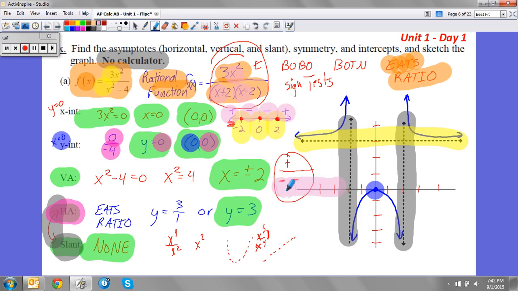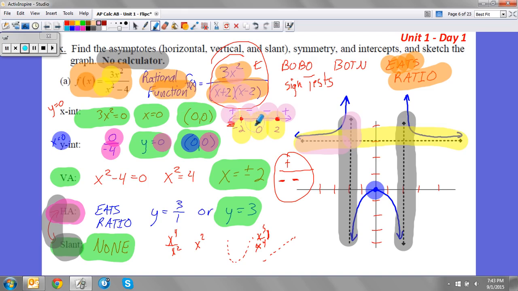So everything less than -2, it has to be positive. That's why the only place where it will both approach the VA and the HA is going to be in this top left-hand corner, if you will. Okay? So now let's go ahead and go to the second one.